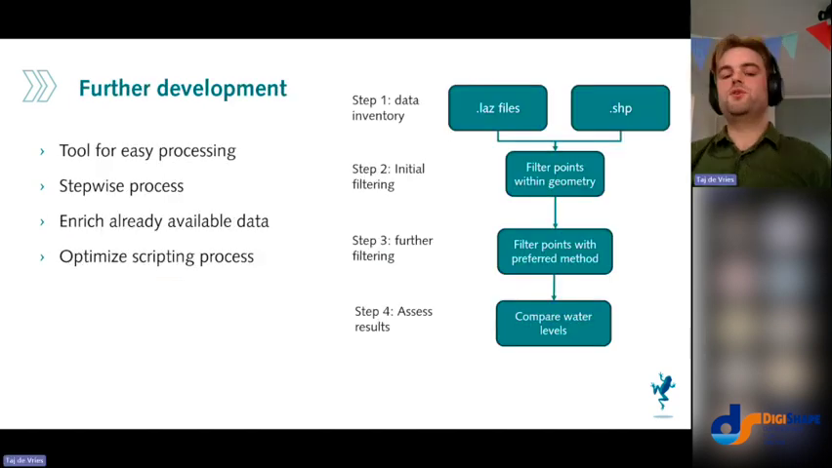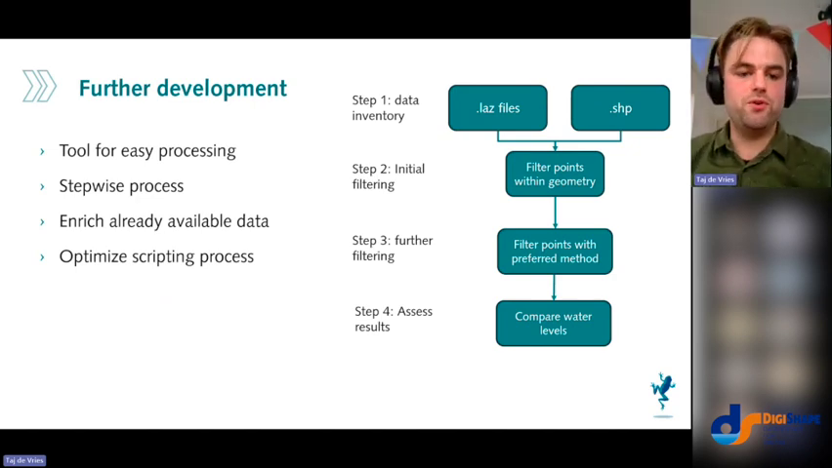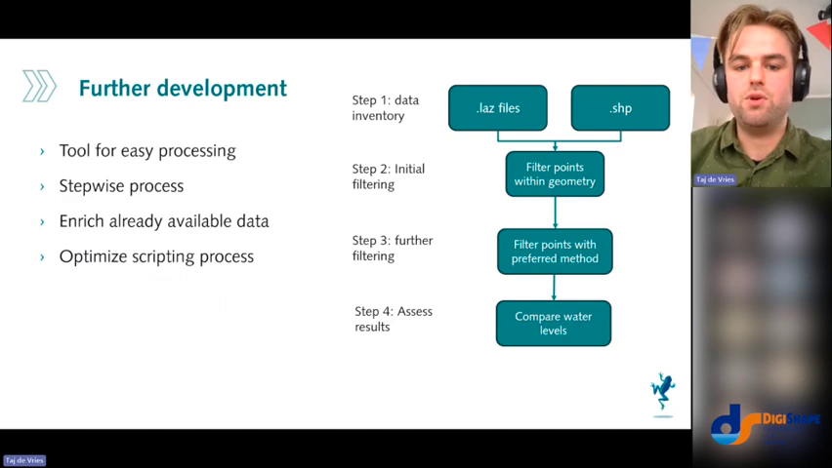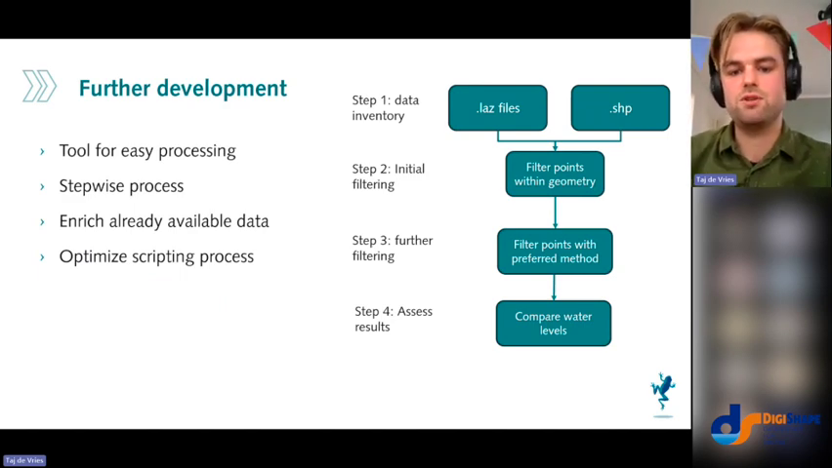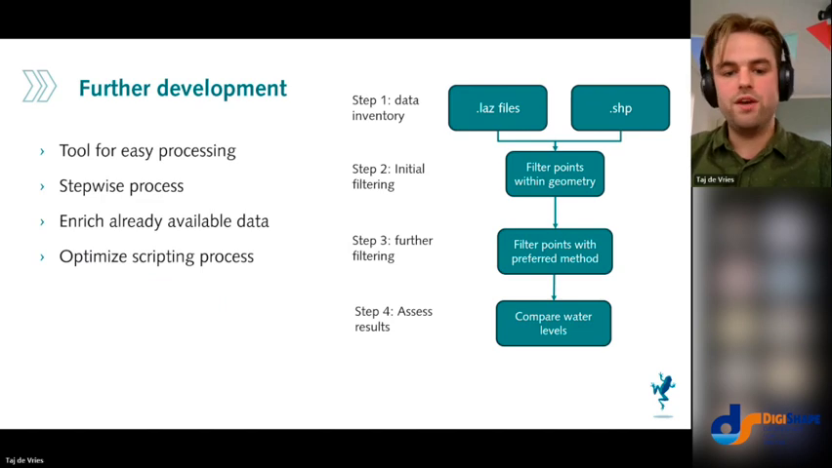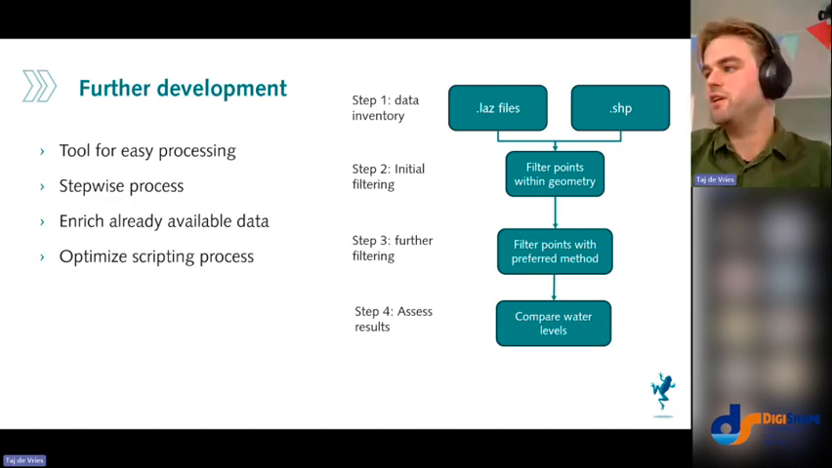So what we want to do is further develop the method, and what we really want is to make it very easy and accessible for waterboards and other instances. So we want to make a stepwise program. First, we have a data inventory. What we saw was the LAS files and the shape files. Then we go to step 2, which is only an initial filtering. We filter out all the points that are within the shape files that we have. Then we are left with a data set that is stored, and we can use this data set for all kinds of things.